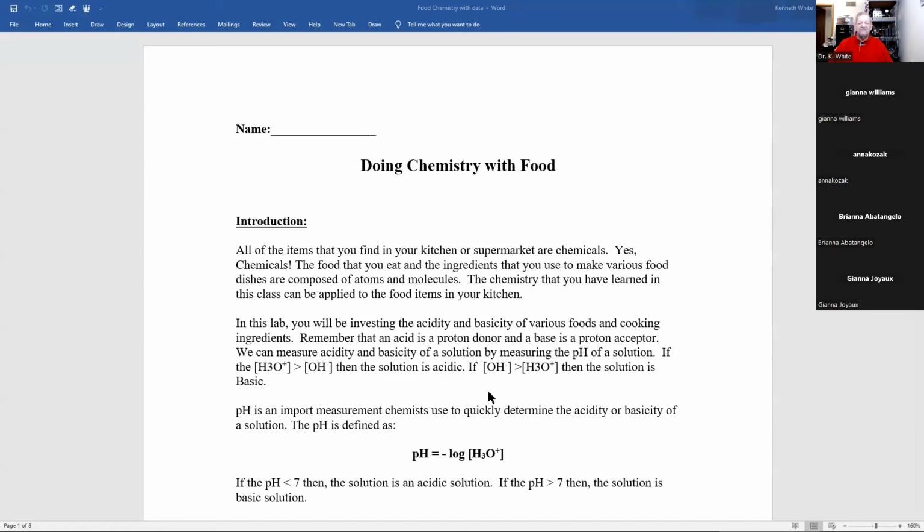Real dangerous. Kidding. But anyways, all the items that you find in your kitchen or supermarket are made up of chemicals. And yes, chemicals. And the food you eat and the ingredients that you use to make various food dishes are composed of atoms and molecules, which is why whenever I hear someone say, I hate chemistry, I laugh because everything around you is chemistry.